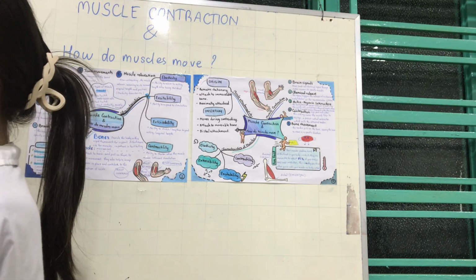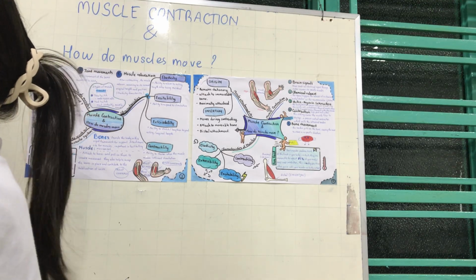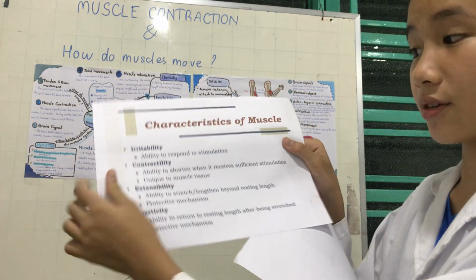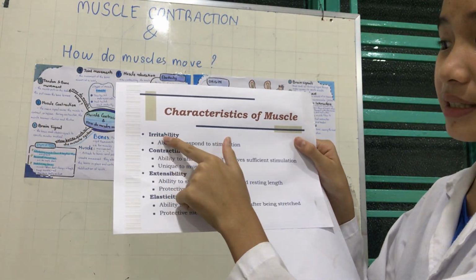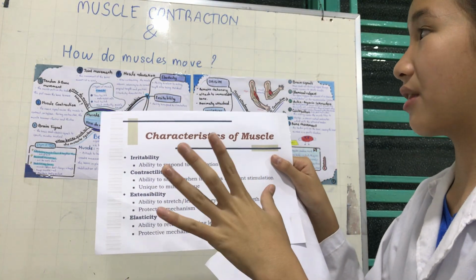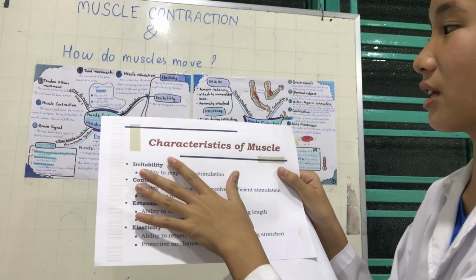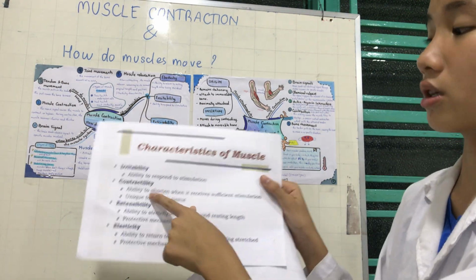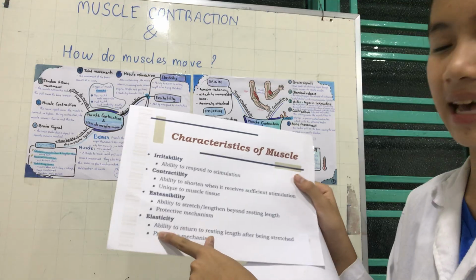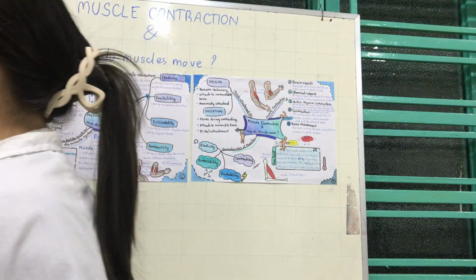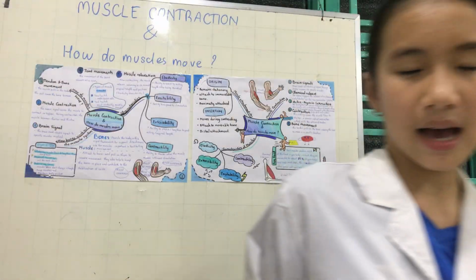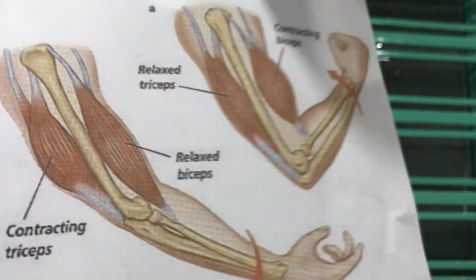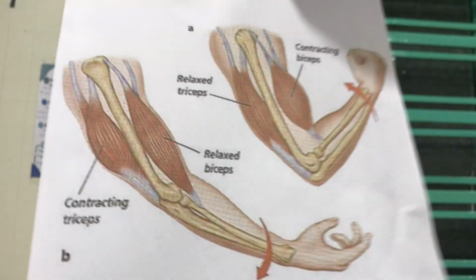The remaining illustrations are just what I talked about, the characteristics of the muscles. I talked about irritability, which actually means the exact same as excitability. There's also contractility, extensibility, and elasticity. Next is this. Lastly, I have this illustration of the relaxed muscle and when they are contracting.